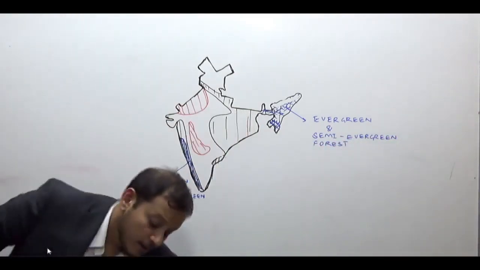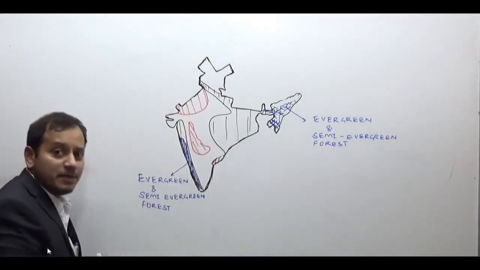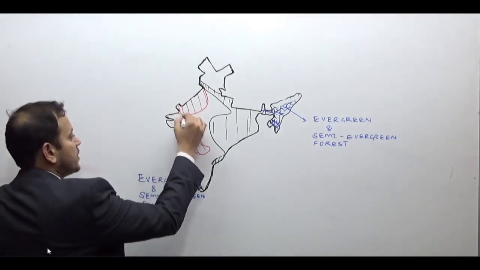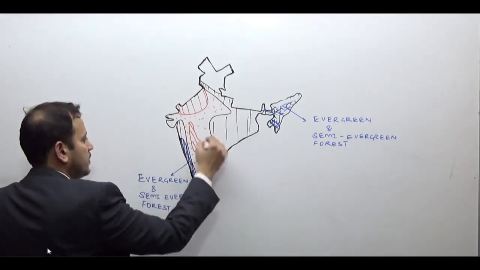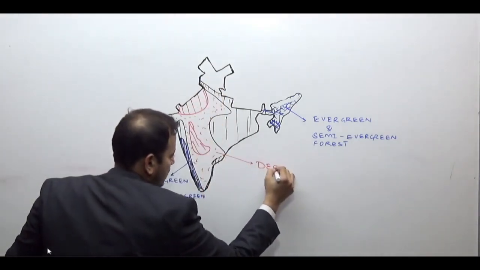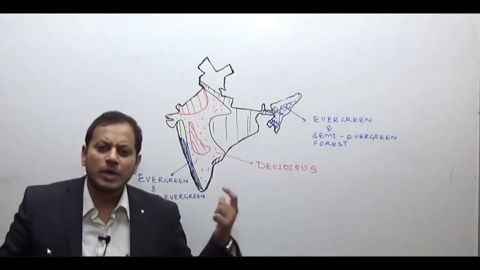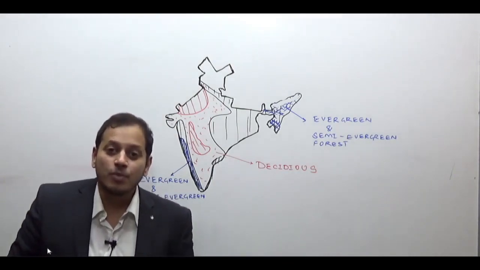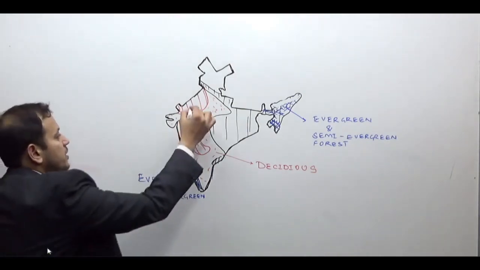Now the remaining part, that is 100 centimeters to 50 centimeters rainfall, will be the region of deciduous forest in India. It will depend on the amount of rainfall whether the forest is moist deciduous, in the areas of more rainfall, or a dry deciduous kind of forest.